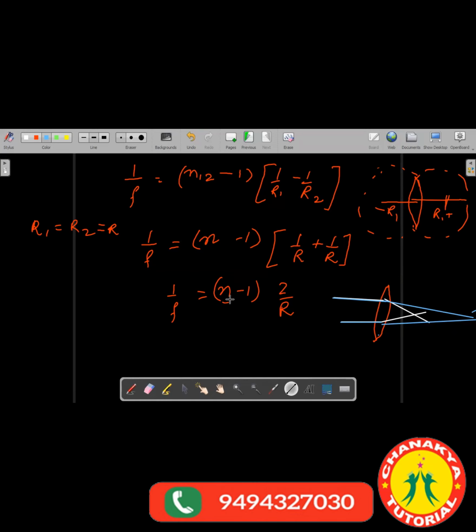In fact, you will get the relative refractive index as 1, and 1 minus 1 would be 0. So you will get the value of focal length as infinite. So focal length would be infinite. That means the rays of light will never meet and there will not be any refraction that occurs.